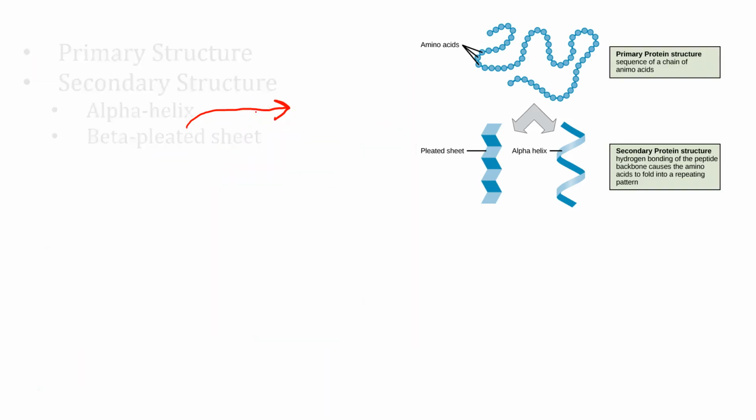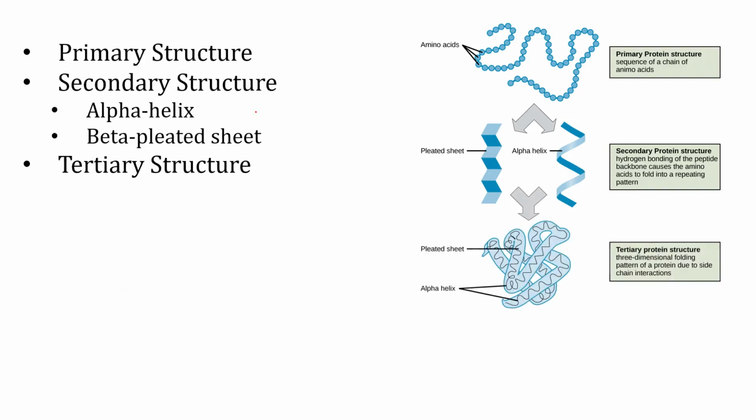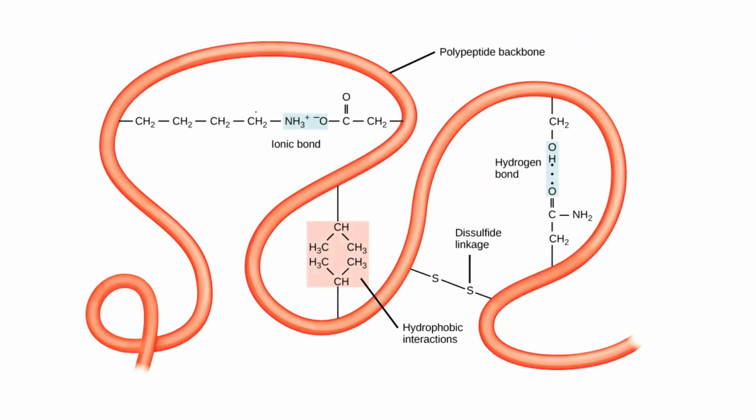So the whole long chain of amino acids is developing a highly complex three-dimensional shape. That's known as the tertiary structure. There's a couple different things that would make the different parts of the protein bind with one another. It usually has to deal with the side chains of the amino acid groups.